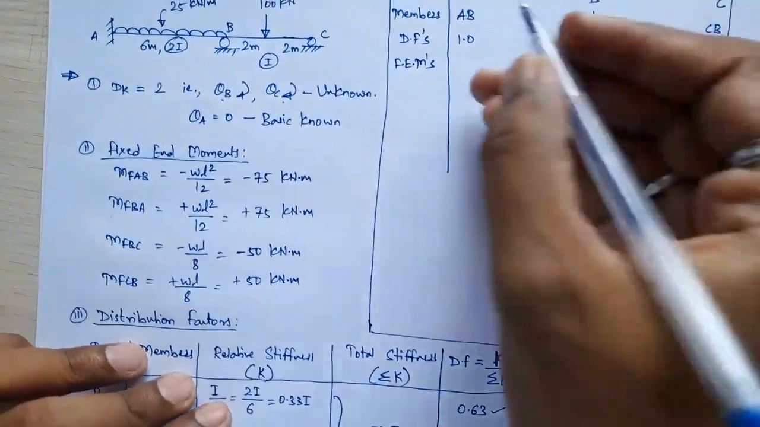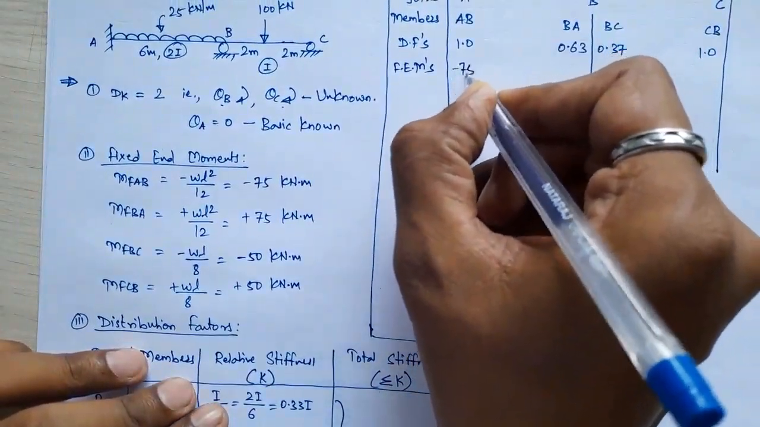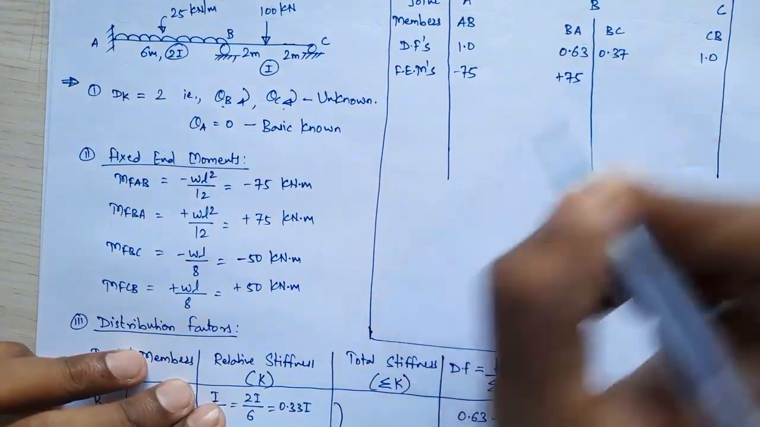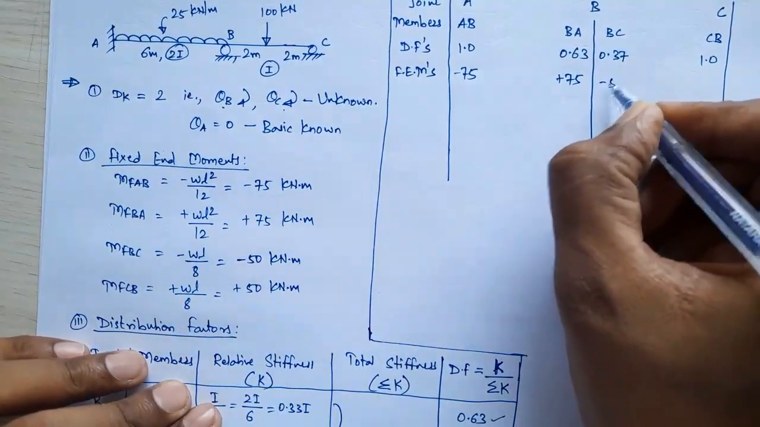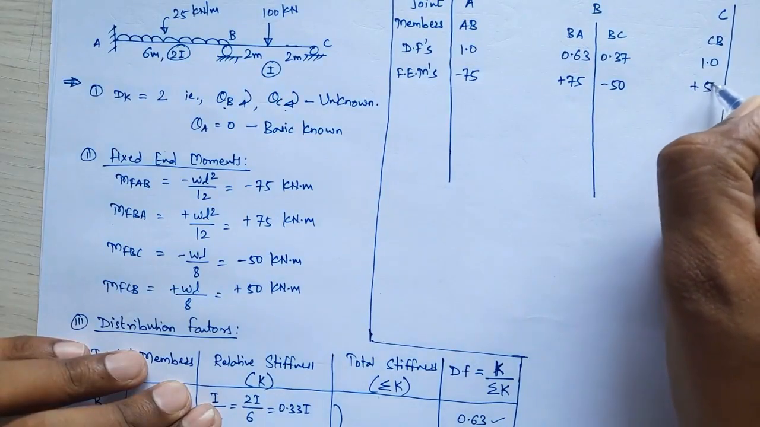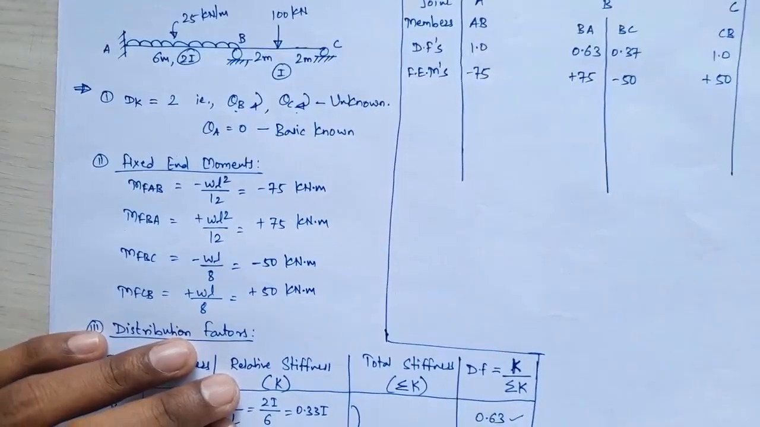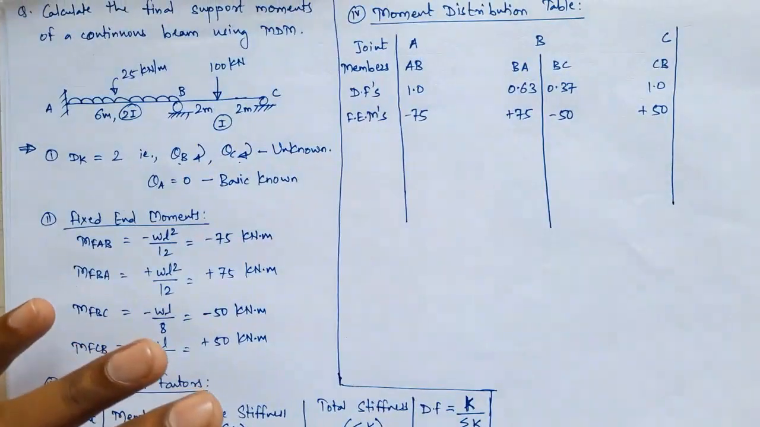Here first I am getting minus 75, then BA I am getting plus 75. Next is BC, I am getting minus 50, and last CB I am getting plus 50 over there. So these four rows in your every numerical will remain common.